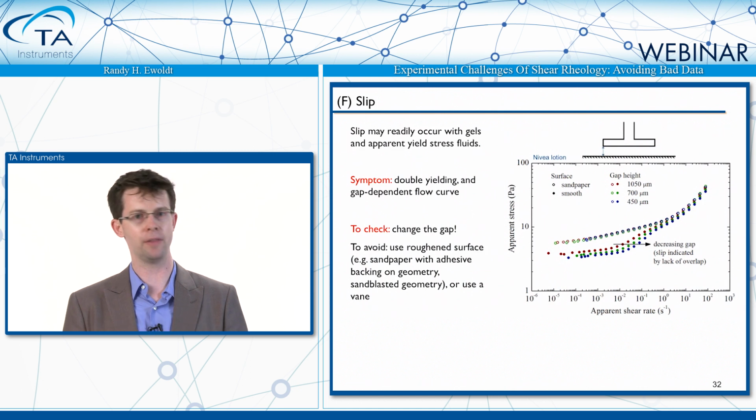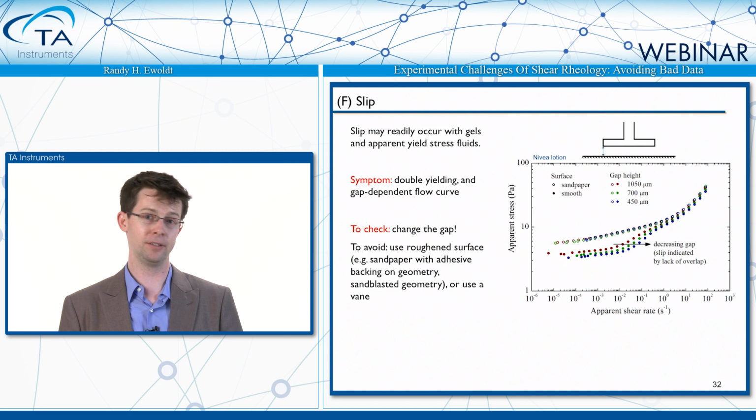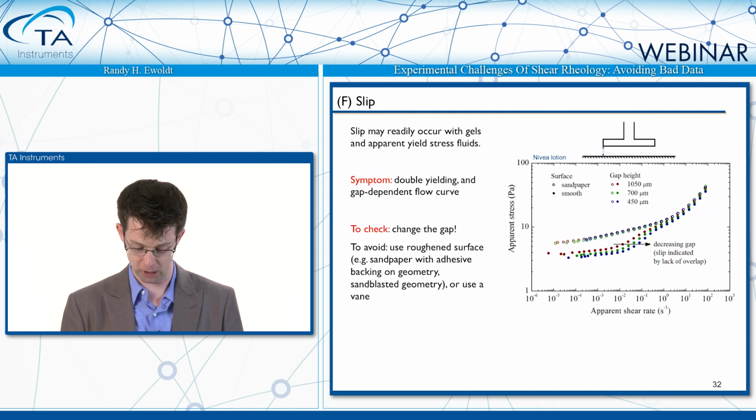So a lot of people know that this is an issue, and we have for a very long time. But if you're new to the field, this is one of the important things to know about, that this is a key issue that you're going to want to avoid rather than embarrassing yourself in front of the other seasoned rheologists around you.